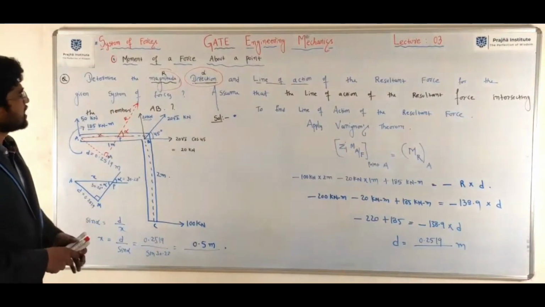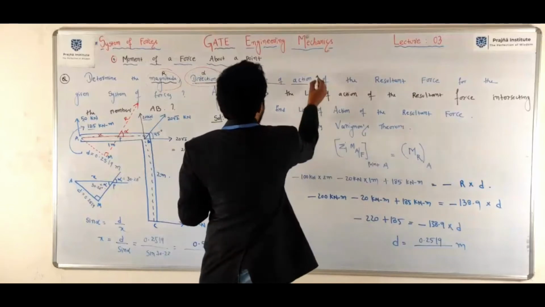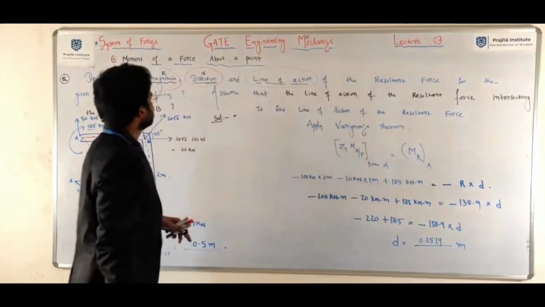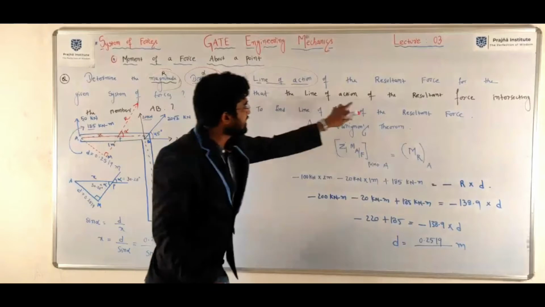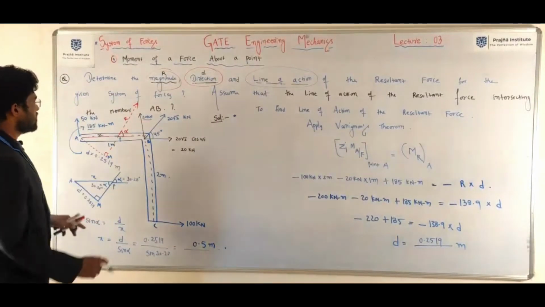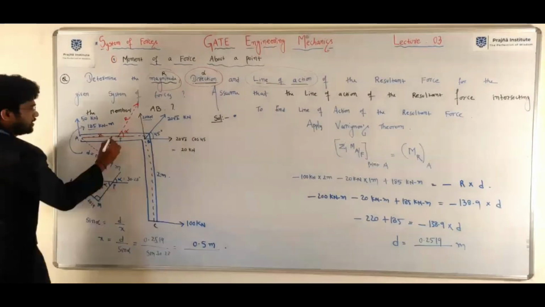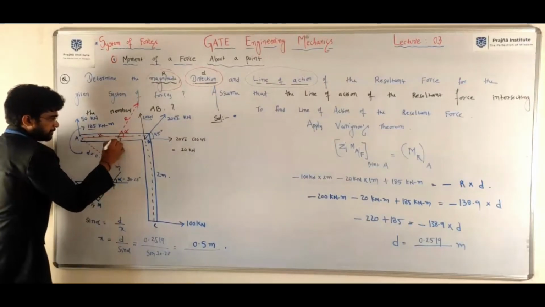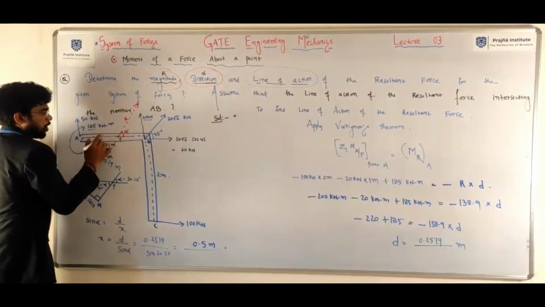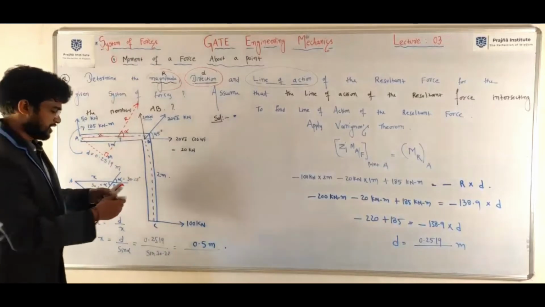So everything is clear now. Magnitude, direction, and line of action of the resultant force. Assume that the line of action of the resultant force is intersecting the member AB. Where is it intersecting? At this particular point, X equal to 0.5.